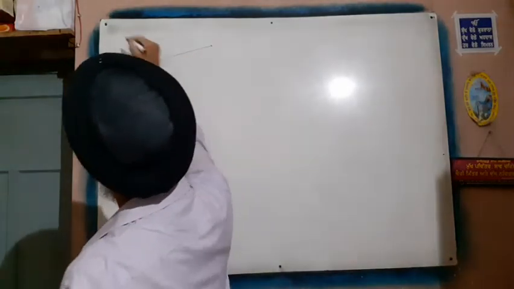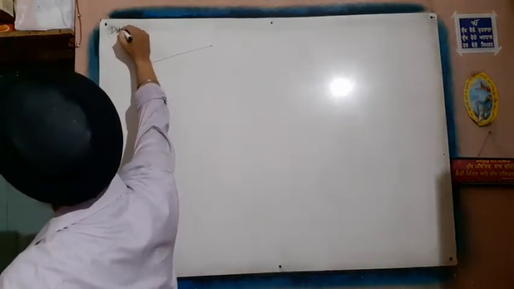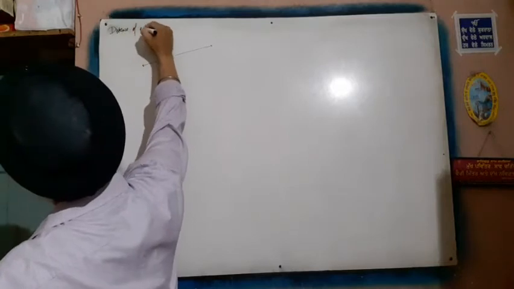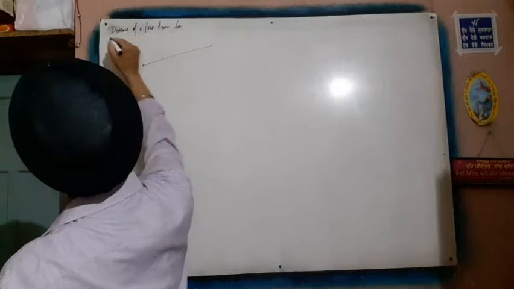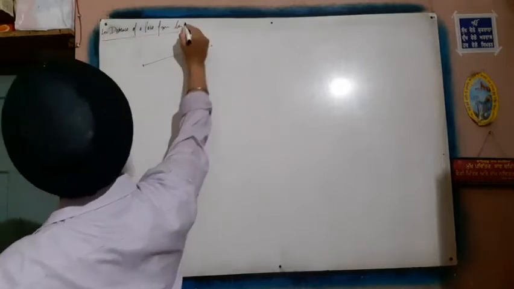Now we know how we can find the distance of a point from a line, where the point is not lying on the line. So how can we find it? You can say the perpendicular distance of the point from the line. Let it be a line; the distance of a point from a line is the perpendicular distance.